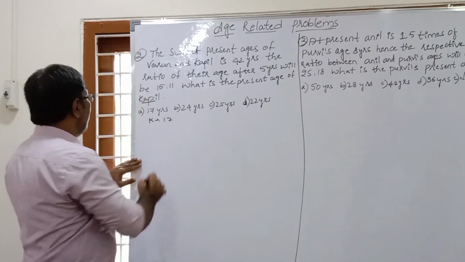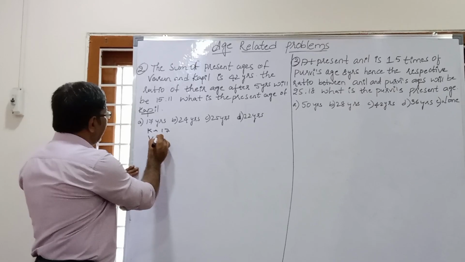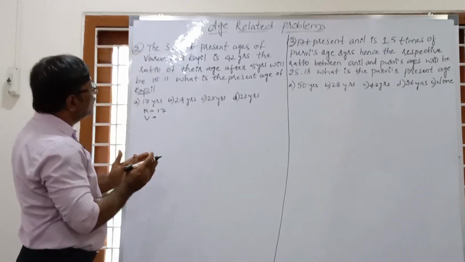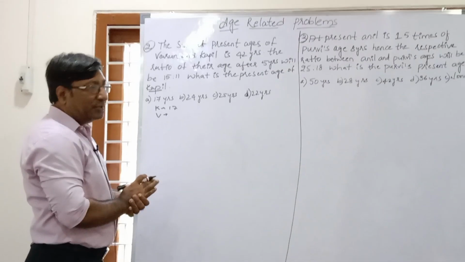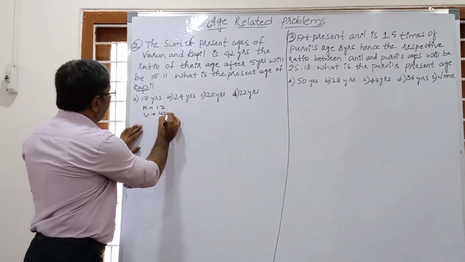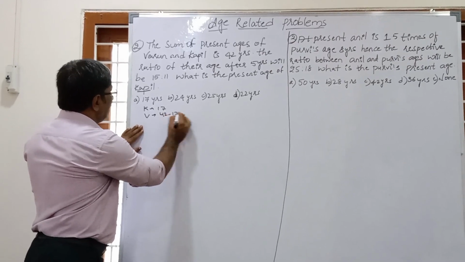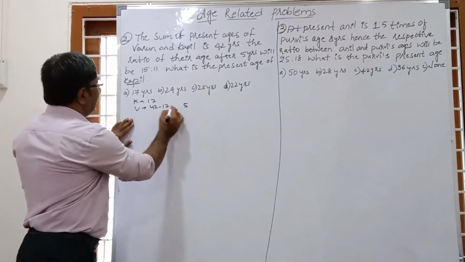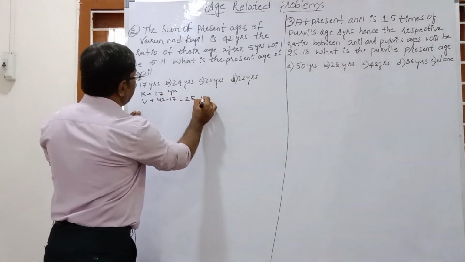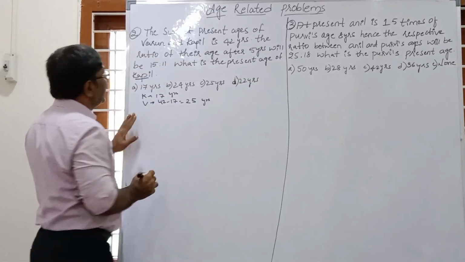Now there is Varun. So what will Varun's present age be? Because the sum of the ages of Varun and Kapil is 42 years. So Varun's age will be 42 minus 17. That is 12 minus 7, 5, and 3 minus 1, 2. So Kapil is 17 years and Varun is 25 years at present.